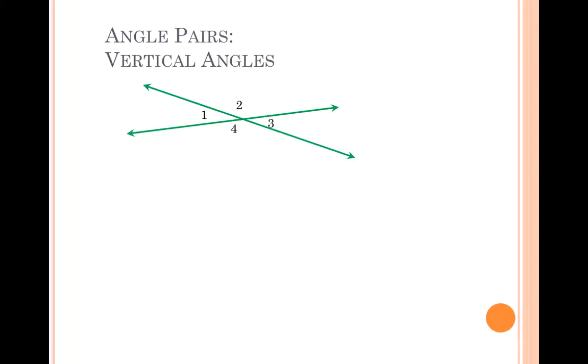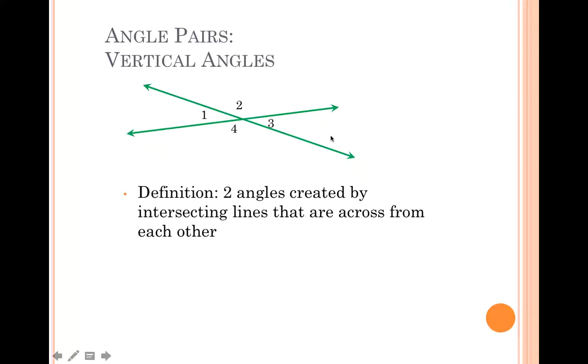Another nifty angle pair is called vertical angles. Vertical angles are two angles that are formed by two lines. Usually they're spotted at X's. Do you see how these two lines form an X? You have to spot the X before you see vertical angles. Vertical angles occur when two lines intersect and make that X shape, and the angles are across from each other. So, like here, two angles created by intersecting lines that are across from each other. So angles 1 and 3 are vertical angles, as well as 2 and 4.